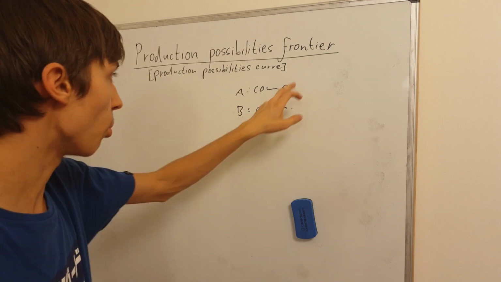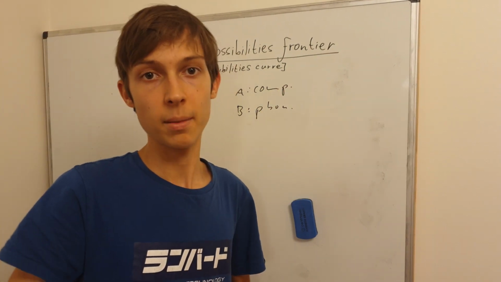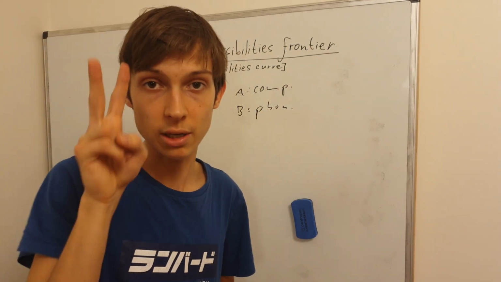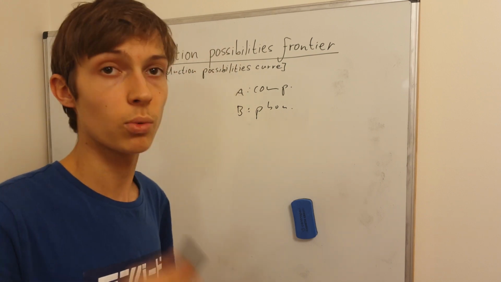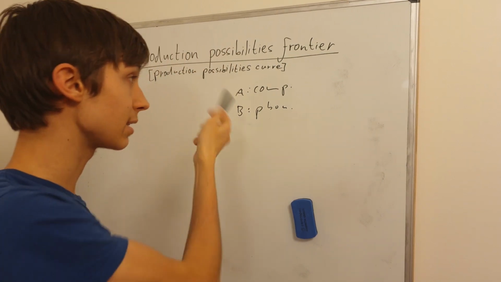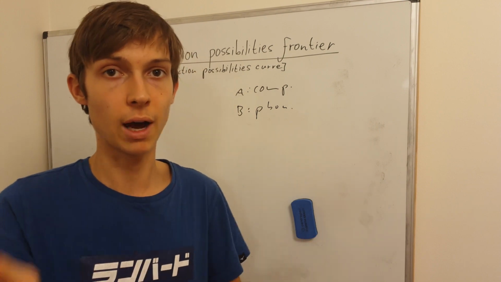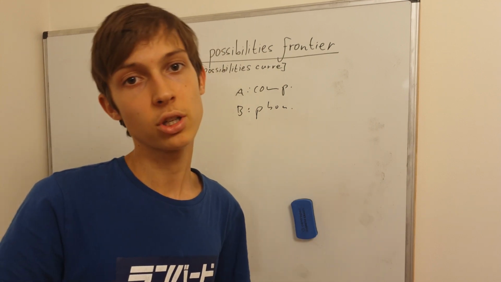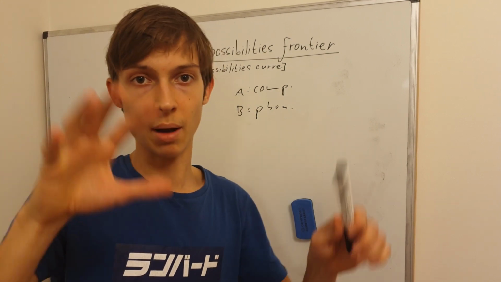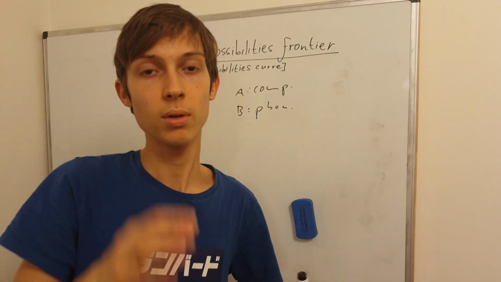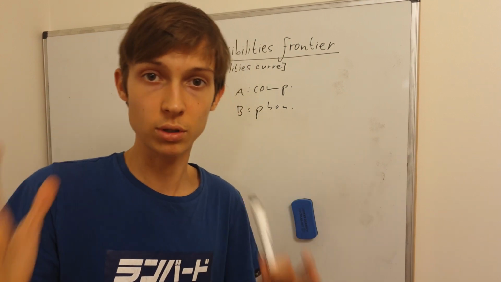Okay, I chose computers and phones. Imagine it only creates two distinct products, because that's what this curve is meant for. It's not meant for 3 or 4 or 5, just two. And also imagine that it has somehow limited resources, which is absolutely normal. Every market, every country has limited resources.